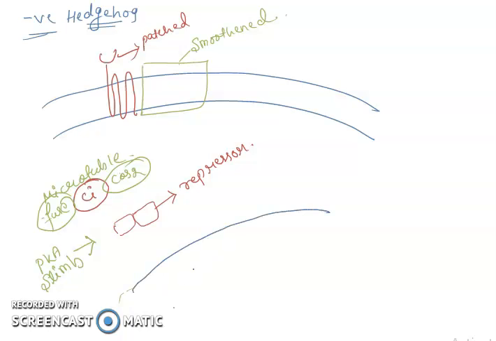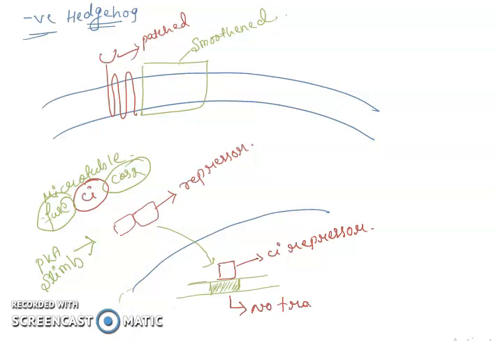Here is a nucleus, and inside the nucleus there is a fragment of DNA, and here there is a gene which needs to be transcribed for the formation of some other proteins. Now this repressor, which is formed from the Ci, will come and bind to this region. This is the Ci repressor. This will not allow for further transcription.